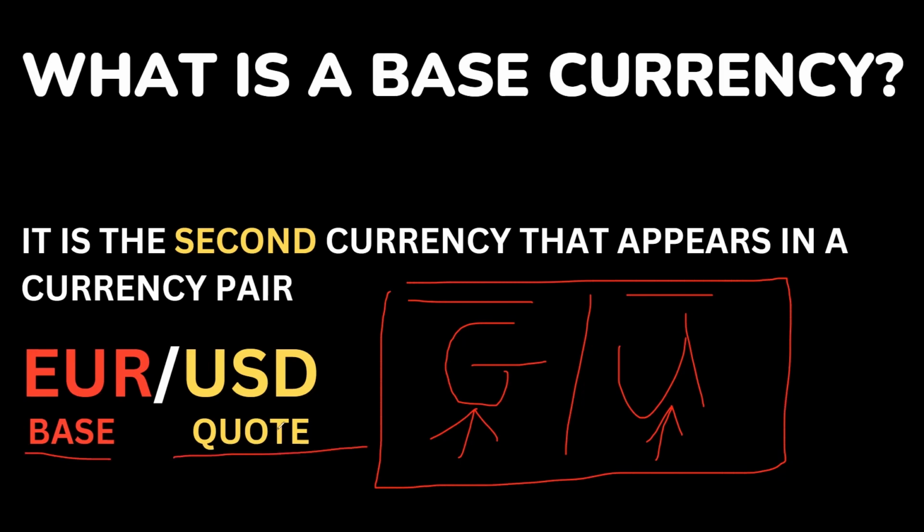It's good to know these terms so that when someone is explaining something to you, you don't get confused. So always remember, the first one is the base, the second one is the quote. I think they also call the quote the notional.